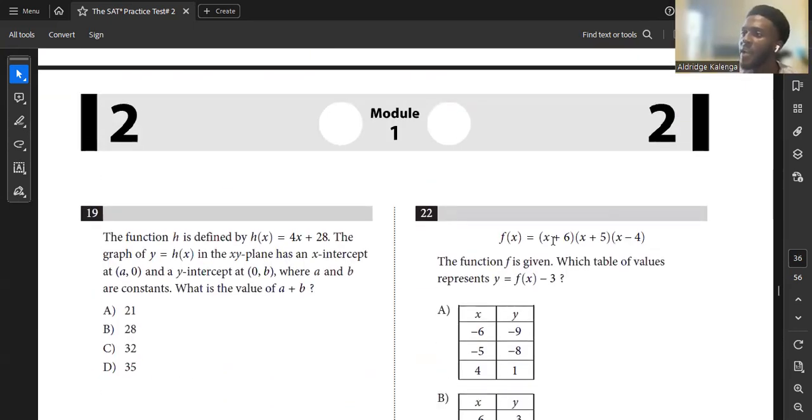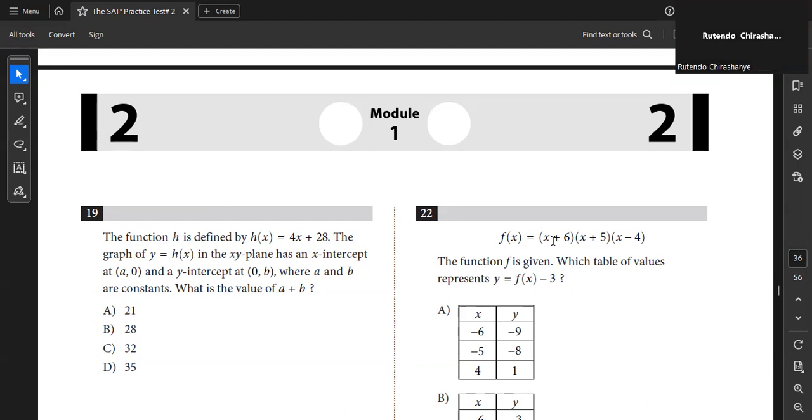Okay, so the function h is defined by h of x is equal to 4x plus 28. The graph of y equals h of x in the xy plane has an x-intercept a comma 0 and the y-intercept 0 comma b, where a and b are constants. What's the value of a plus b? Okay, we're going to try to move fast. I want to see if we can finish this before 5, in the next 20 minutes with 8 questions. I think the answer is A.